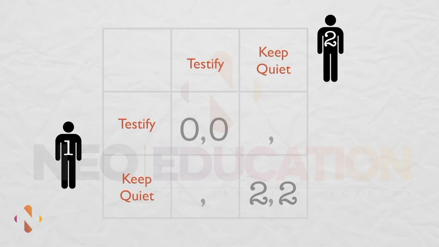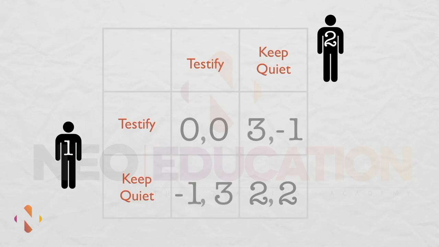Right about now, keeping quiet is looking like the best option, but there's more to this game. If one testifies and the other keeps quiet, the one who testified will get off scot-free, and the one who kept quiet will get an extremely harsh sentence. They'll throw the book at him. Think about this game for a moment.